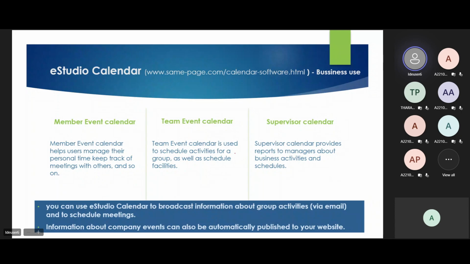And the team event calendar is used for scheduling the activities of a group or team event. So group activities will be scheduled by using this team event calendar. And using the supervisor calendar, we can manage the activities and schedules of the business. So that is the use of the supervisor calendar. Okay, so you can use this eStudio calendar to broadcast information about group activities through email, and to schedule meetings.